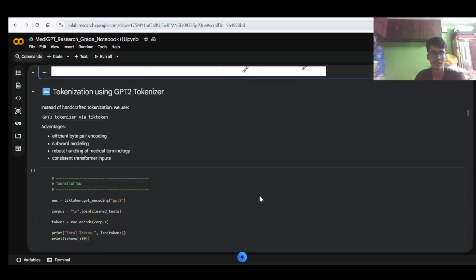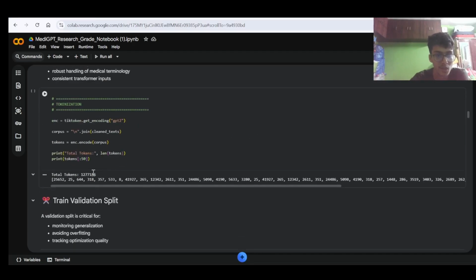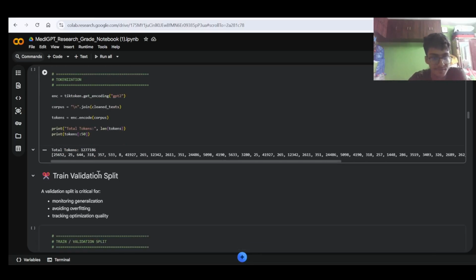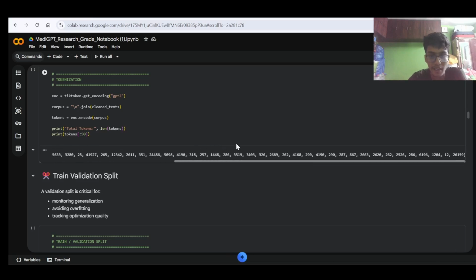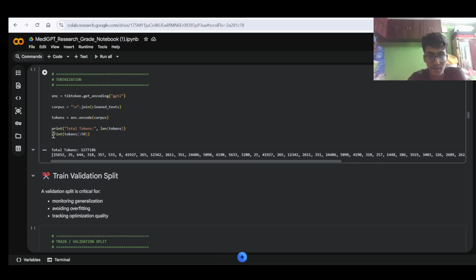Then we have tokenization with GPT-2. We are using byte pair encoding, as you have written. Then subword modeling, and you can see the total tokens. There are over 12 lakh total tokens, which is a great discovery, because if it was character based, the total tokens would have been a huge amount, as you can see in sequence length.